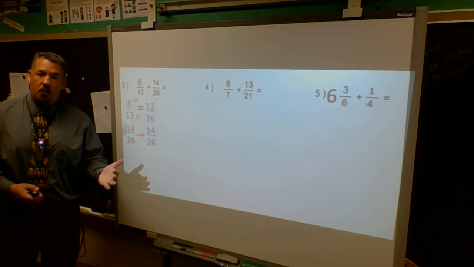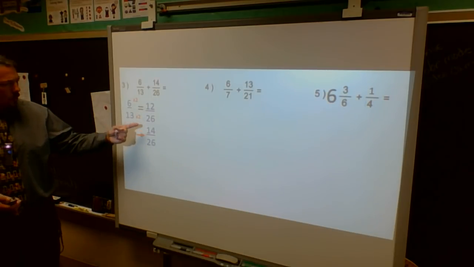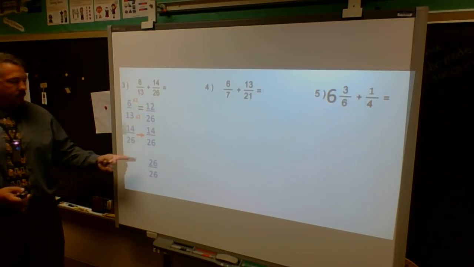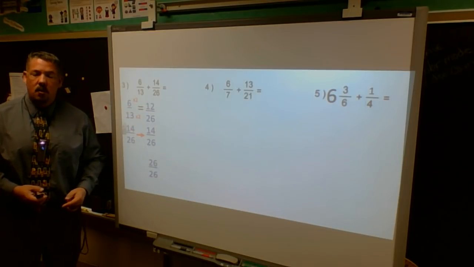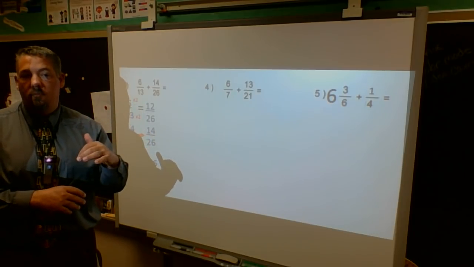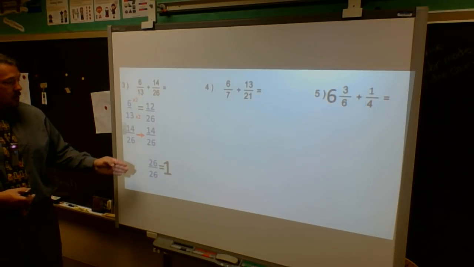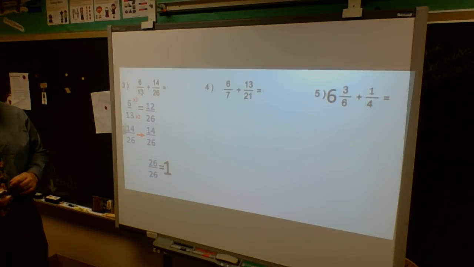What do I do with my denominator? Well, I'm going to keep it, and I'm going to add my numerators. Well, 14 and 12 gives me 26. I have 26 over 26. What do we know is true about any number over itself in fraction form? It's always equal to 1. So my answer to number 3 should just be 1 by itself.